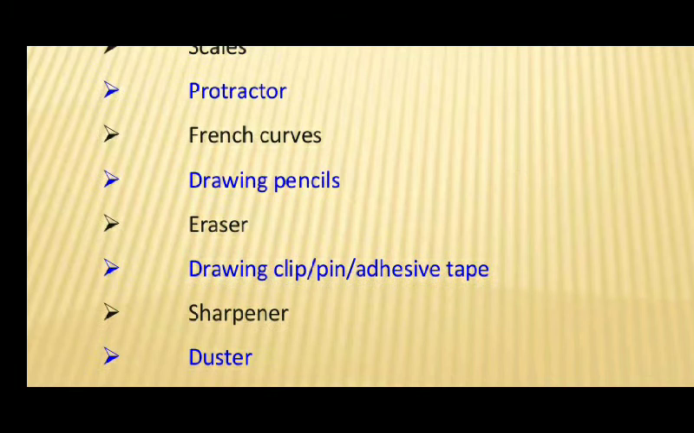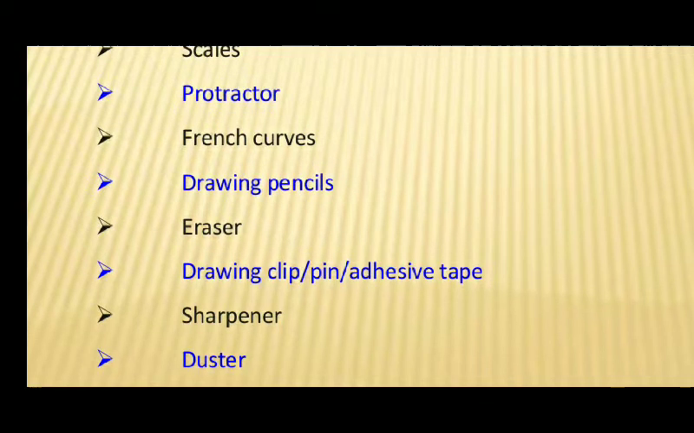Next, eraser. If there is anything wrong in your drawing, then you need an eraser to clear it and draw it again. And next, what equipment do we need? Drawing clip. See, for example, if you are holding a paper on your exam pad, it will not be stable, so it should be fixed at the top end by a clip, as you observe in your exam pad. But coming to engineering drawing, we need drawing clips. I will show you the drawing clip or pin in the next slide.